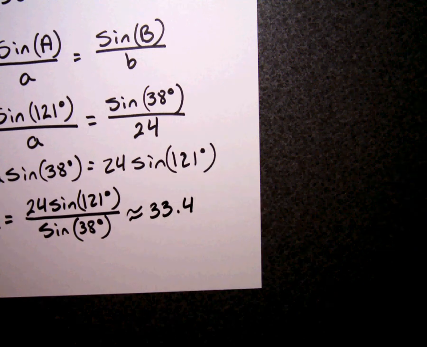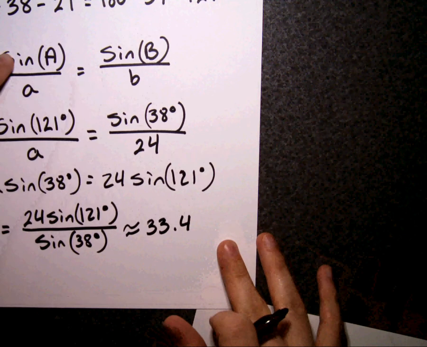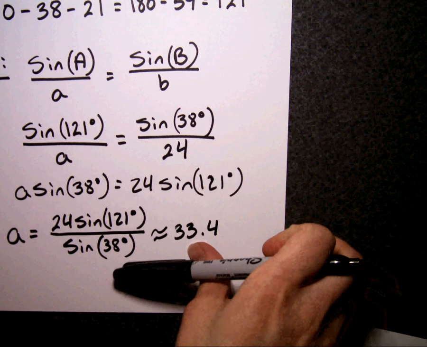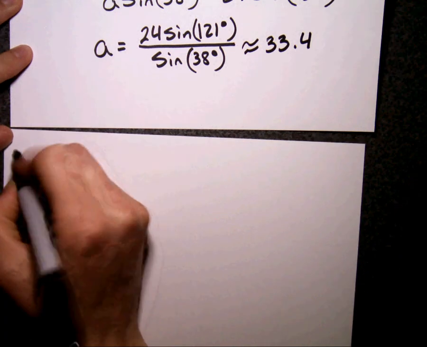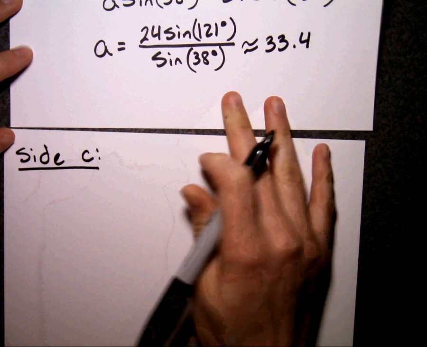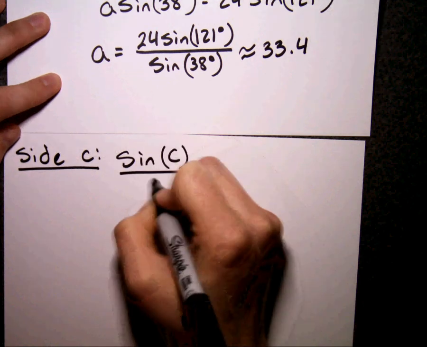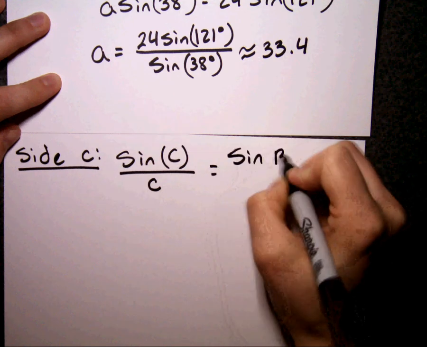And now we're trying to find side C. So we'll do essentially the same exact thing. But instead of using the ratio part for A, we'll use the ratio part for C. And we can keep all the same information for B. So now to find side C, I'll have sine of C over C equals sine of B divided by B.